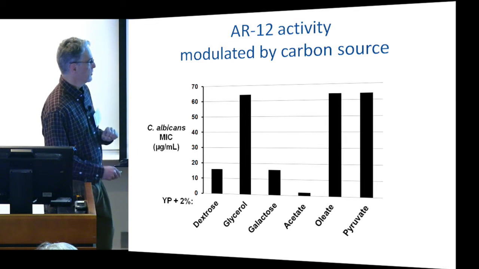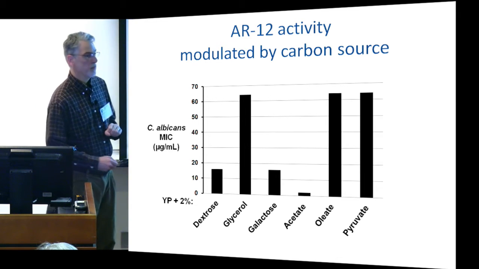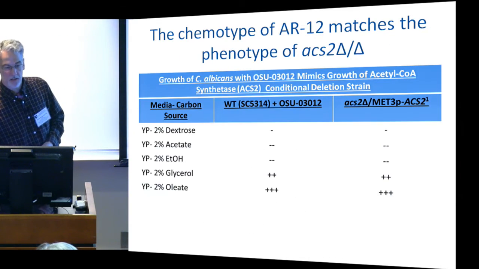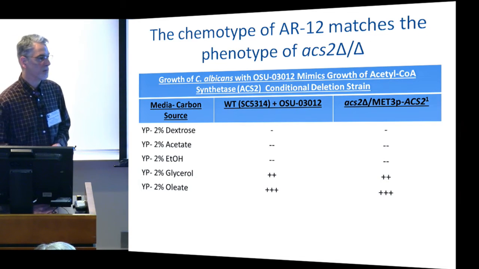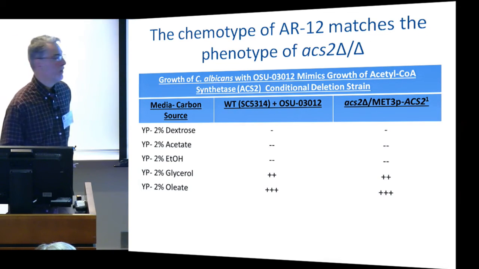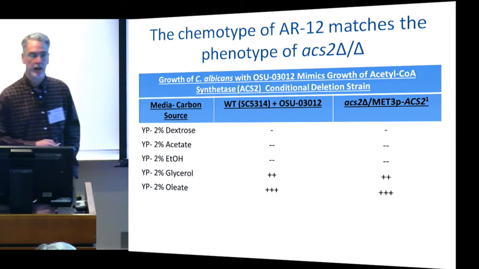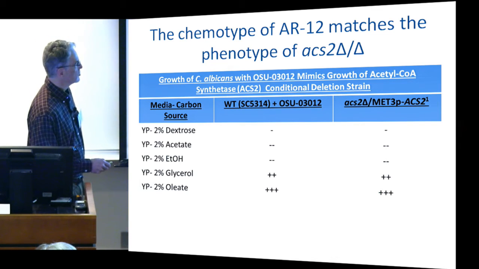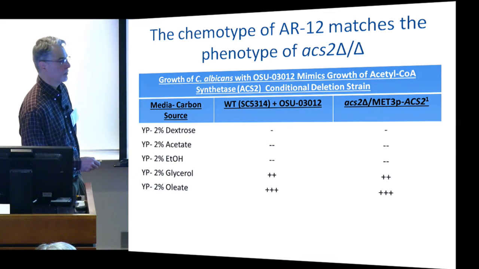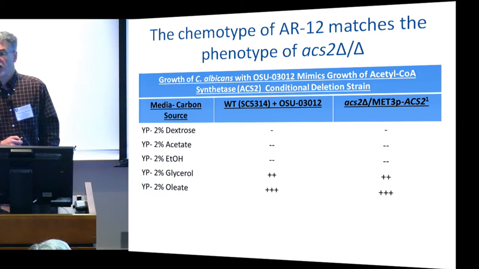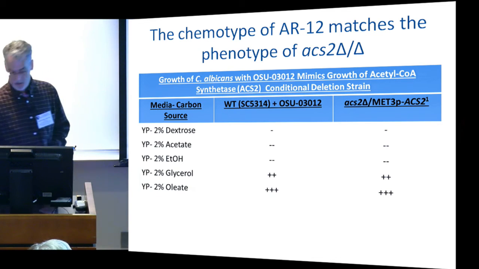Oleate suppresses the activity of the drug, and it does dump in a ton of pyruvate. And so when we took this together and looked at, okay, let's do our chemotype-phenotype matching here, we came across a paper by Mike Lorenz, who's looking at acetyl-CoA synthetase in Candida albicans, which is an essential gene. And when he turned off this gene with a regulatable promoter, cells died on dextrose, they died on acetate, died on ethanol, grew on glycerol, and grew on oleate. So that was very heartening. We were saying, I think we're on to something here.